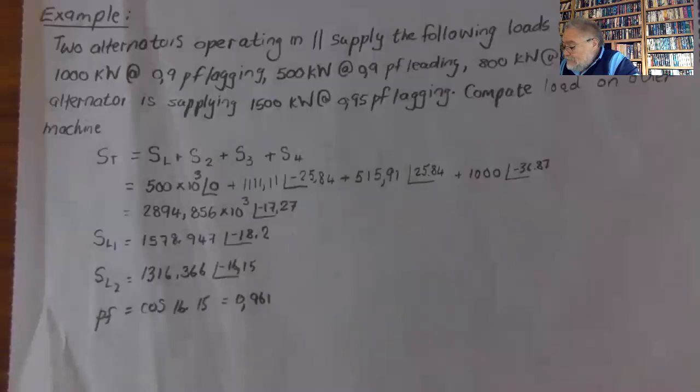So the load of machine 1 is 1578.947 at an angle of minus 18.2. And the difference between the two kVAs is 1316.366 angle minus 16.15. And the power factor is the cosine of 16.15, which gives us a value of 0.961.